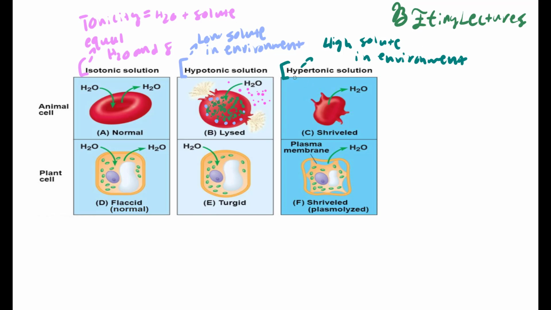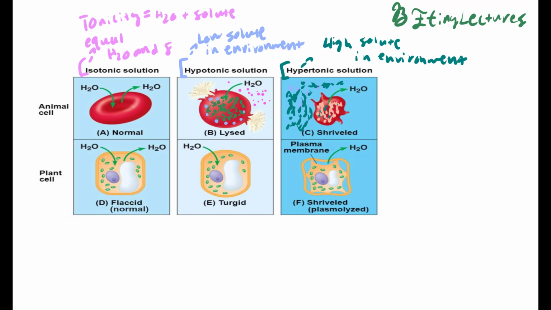Now, in a hypertonic solution, there is a lot of solutes, right? Like just too many solutes, okay? Now, inside the cell, there is a little bit of solute. But inside the cell, there is a lot of water. So the water is going to be orange. Okay?